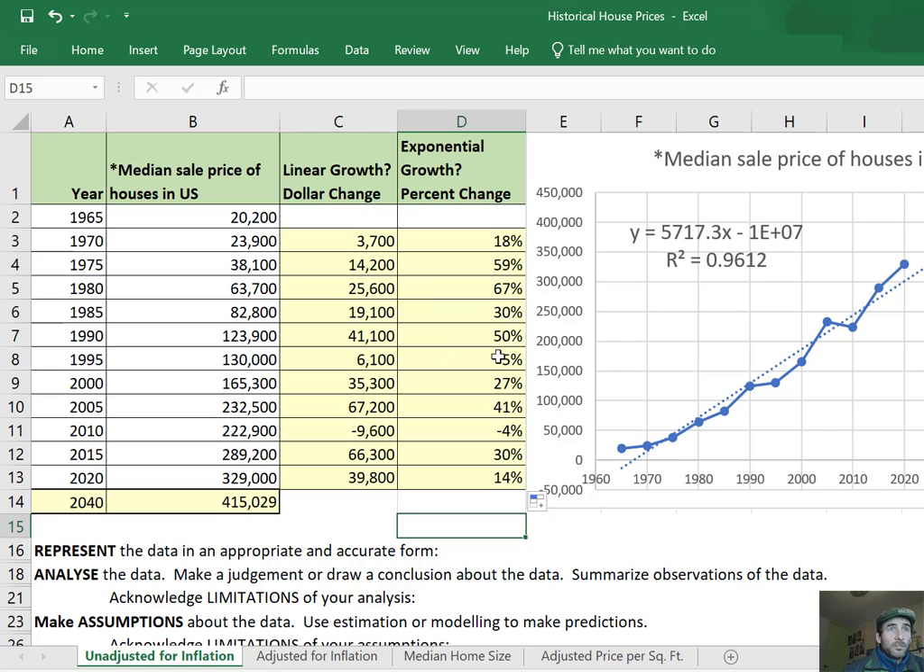All right. So I can't really form a formula or anything based on this linear growth, and I can't form any type of formula based on these percentages. So what we're going to do is linear regression, right?